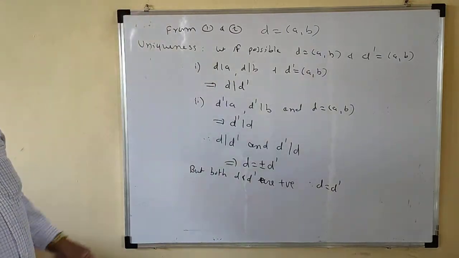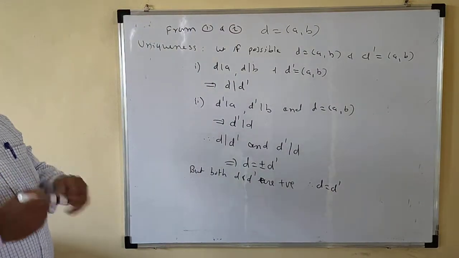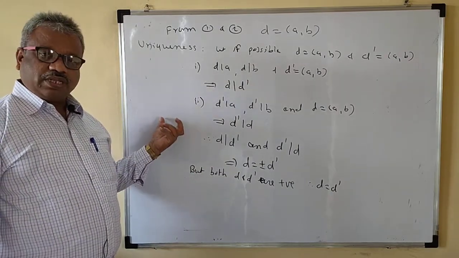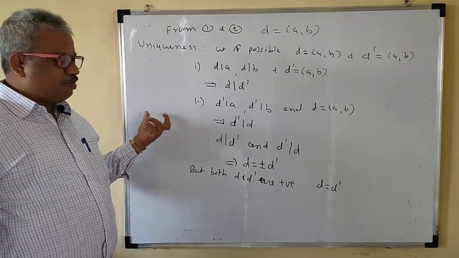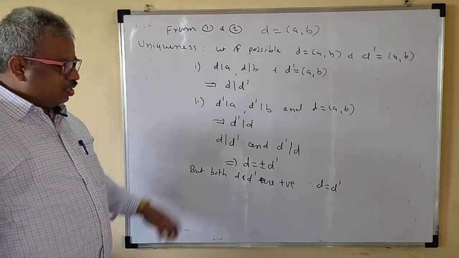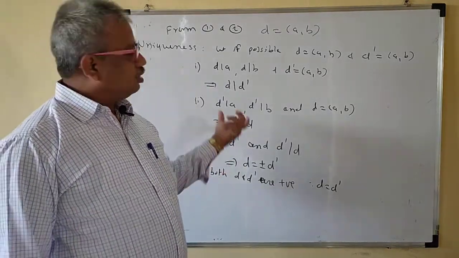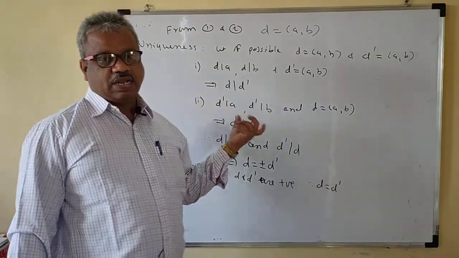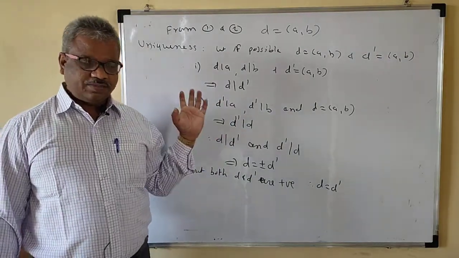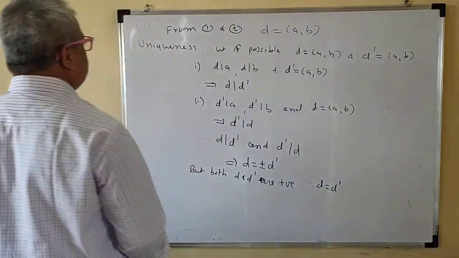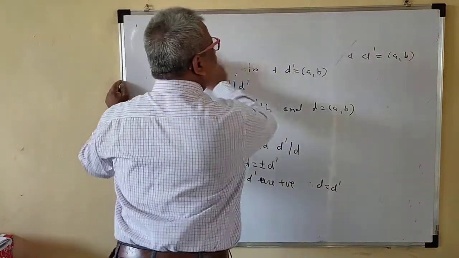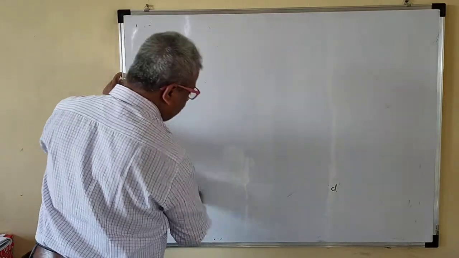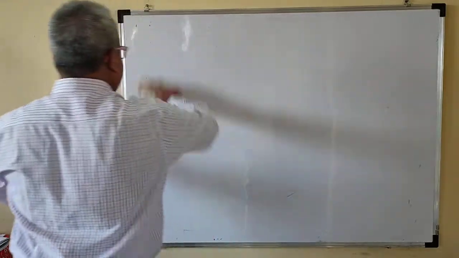So that means the GCD is unique. This is a very nice theorem, and a very nice proof of the GCD, right? This is a very important theorem. So you should remember this along with the proof. Independently you should write not the statement of the theorem, but the proof of the theorem. Okay. So now we'll take some examples on the GCD. We'll see the application of the definition of the GCD, and this theorem also.